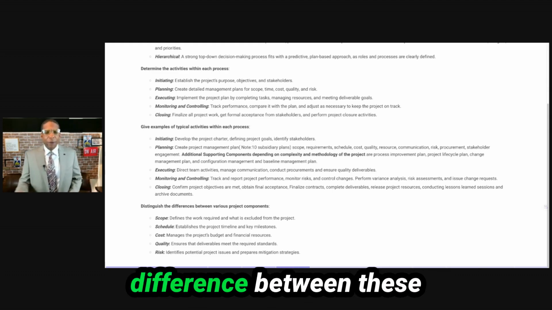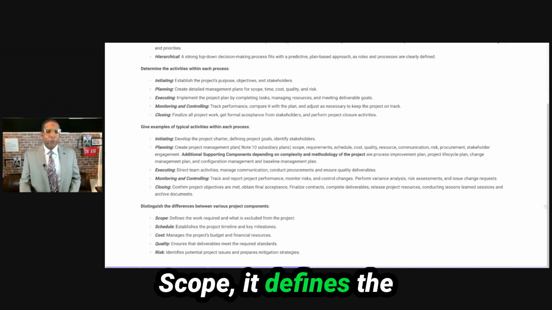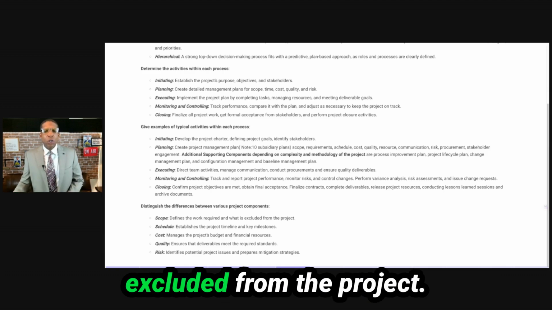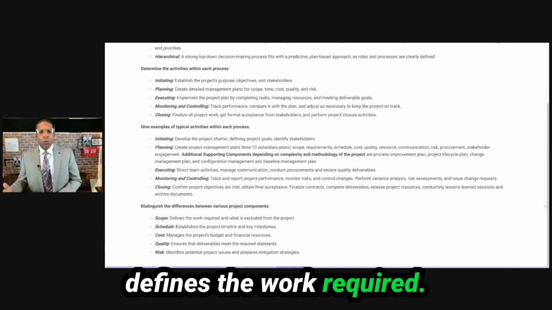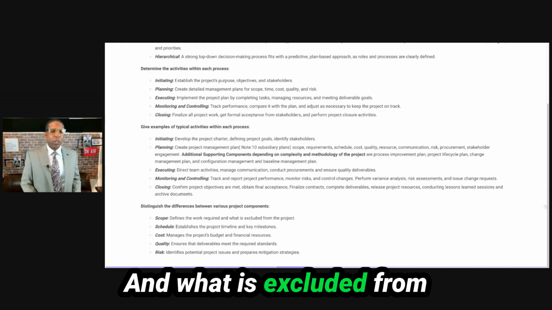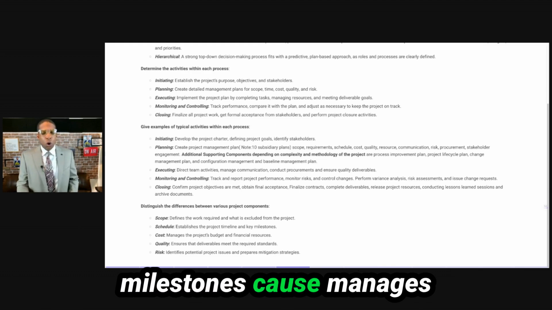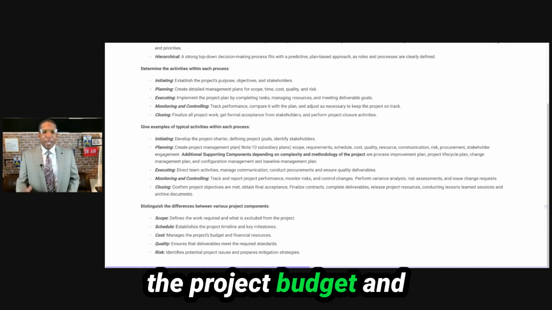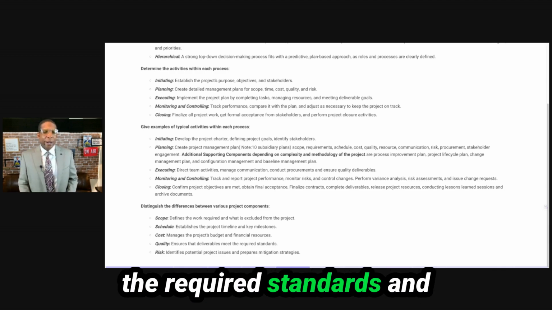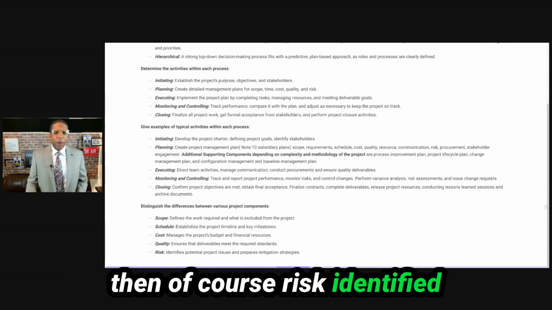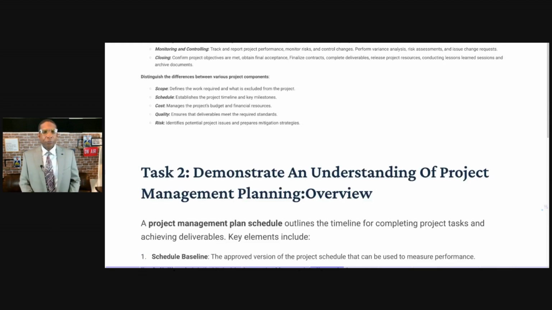Now, let's distinguish the difference between these various project components. With scope, it defines the work required and what is excluded from the project. I'm going to say that again. Defines the work required and what is excluded from the project. Schedule, establish the project timeline and key milestones. Cost, manages the project budget and financial resources. Quality, ensures deliverables meet the required standards. And then, of course, risk, identify potential project issues and prepares mitigation strategies.